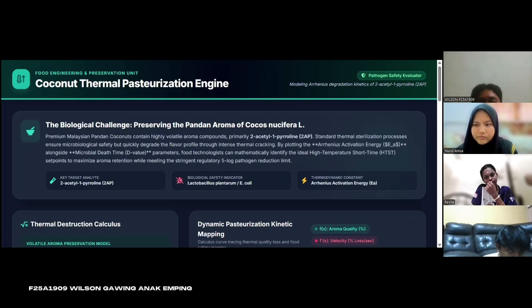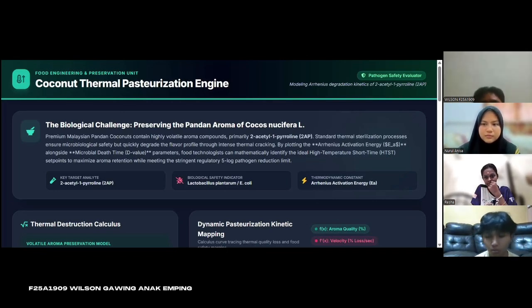Today, I'm pleased to present our food technology simulation project, titled Coconut Thermal Pasteurization Engines. This was developed for food engineering and preservation, to optimize a premium pandan coconut product using Arrhenius kinetic modeling.